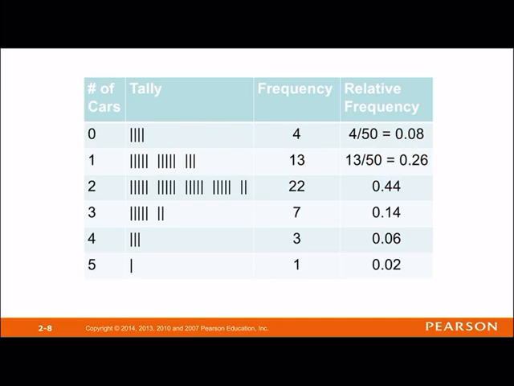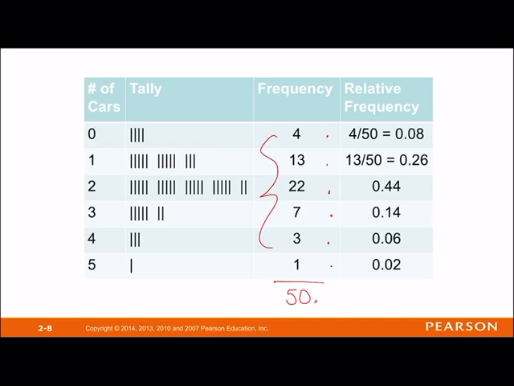So again, if you add straight down this column, you should get 50. Okay, so to get your relative frequency, remember you're taking your frequency from this column and dividing it by the total frequency, which is 50. So 4 divided by 50 is going to give you 0.08.